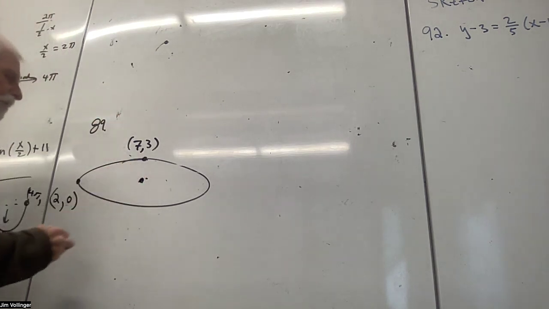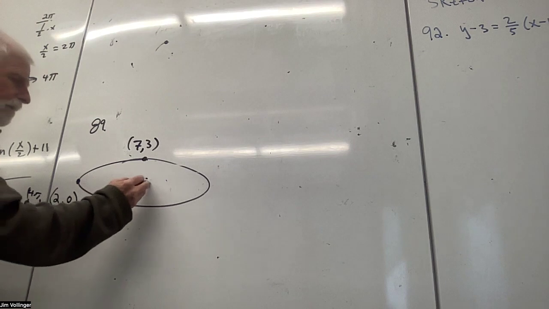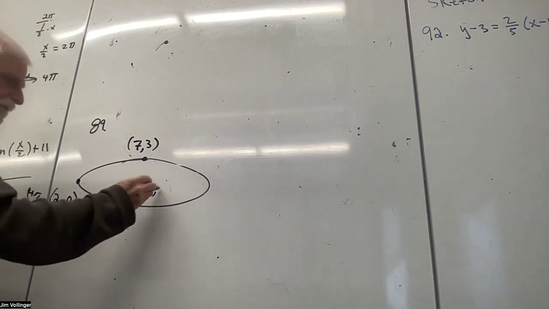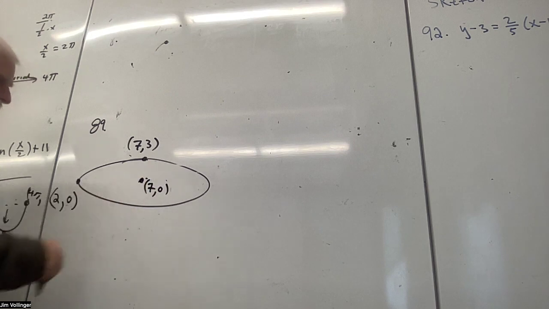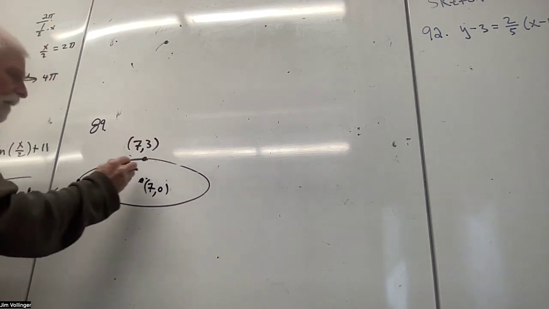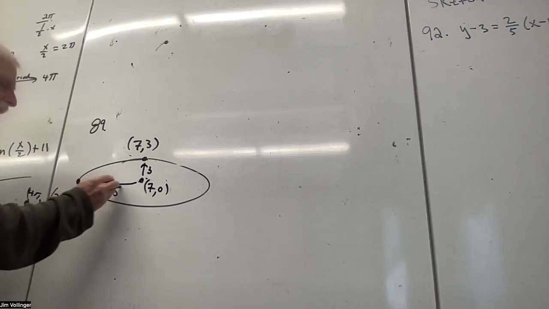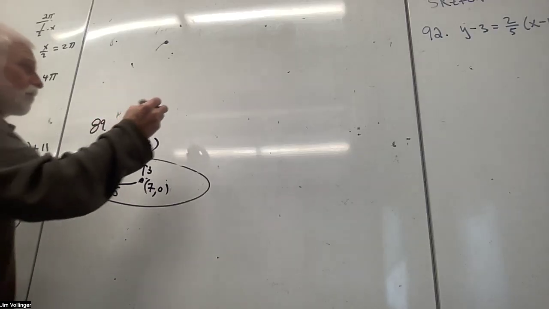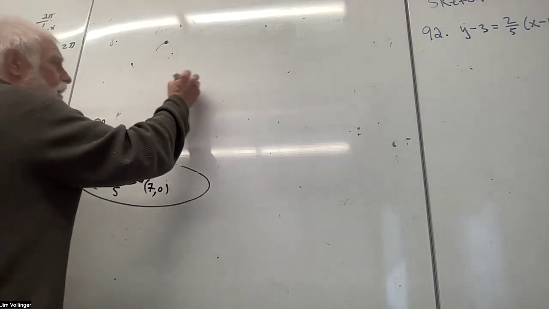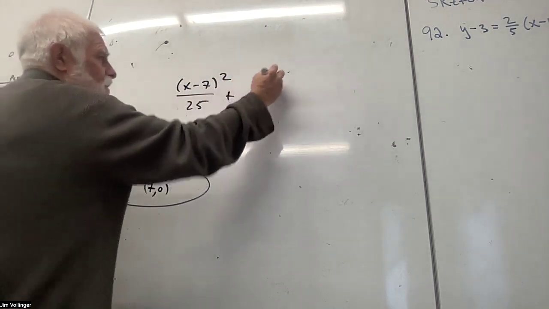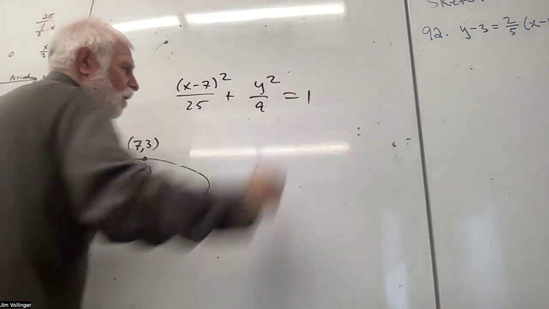So you got to find the center. The center of this is 7. Horizontal's not changing. Vertical's not changing. So 7, 0 is the center. And that's going up 3. That's going to the side 5. So the following equation is what you would have liked to have written. X minus 7 squared over 25 plus y squared over 9 equals 1.